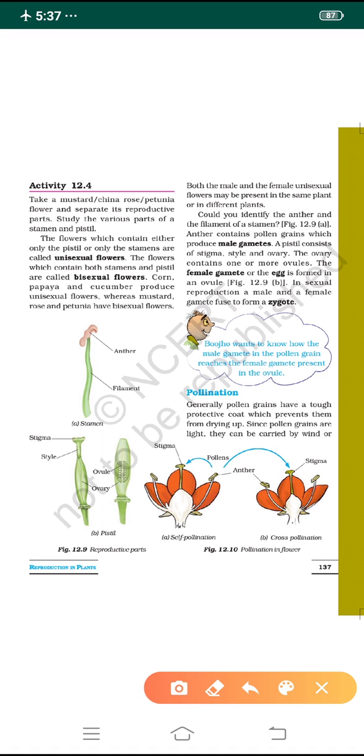Dear students, in today's class we have discussed the male and female parts of the flower and their structures. In the next class, let us discuss a very important process which takes place inside the plant body, that is pollination, which leads to reproduction.